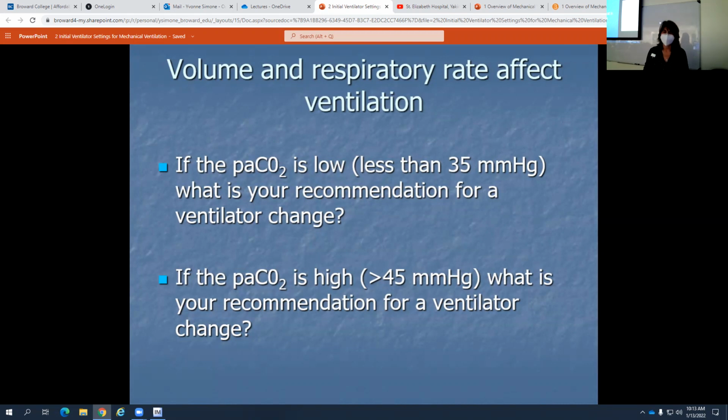So you can change the rate more than the tidal volume, because there's less chance of harm by changing the rate. Well, you want to get your tidal volume to be proper. So yes to that. And then keep that and then change your rate to affect the CO2 on the blood gas.